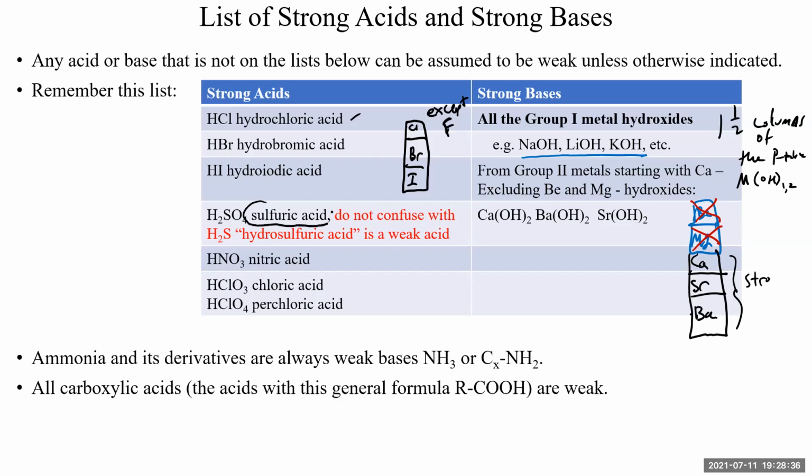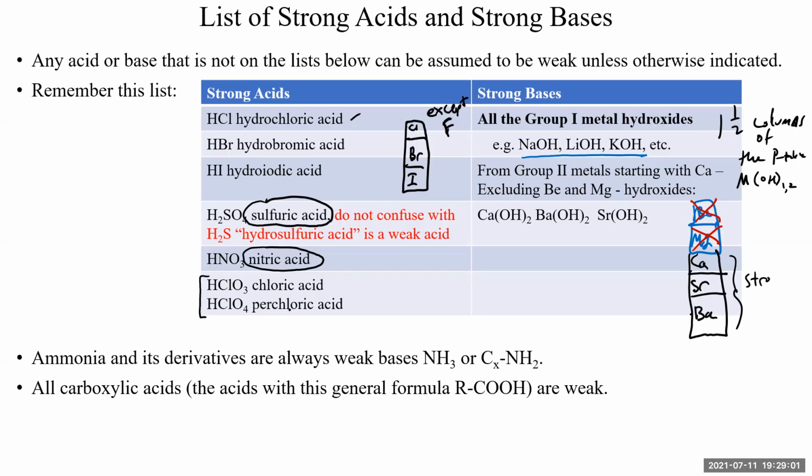Sulfuric acid, it sounds strong, doesn't it? It's battery acid. Nitric acid, strong acid. The two higher oxidized versions of the oxychlorine family, chloric acid and perchloric acid, those are strong acids. But not the lighter ones, and when I say lighter, I mean not the ones with less oxygen, not chlorous acid or hypochlorous acid.